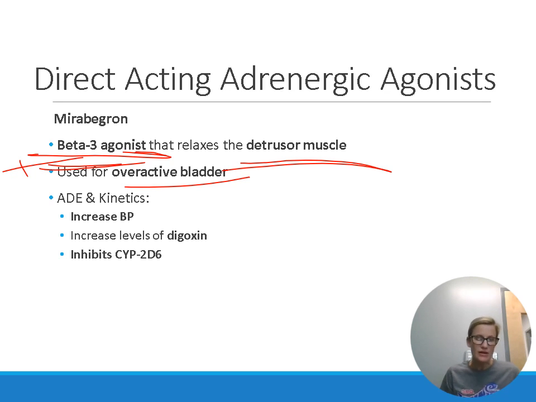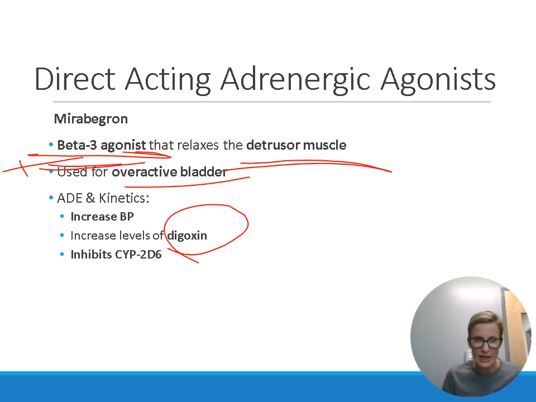Also, it does have a serious drug interaction. Mirabegron can increase levels of a drug called digoxin. Digoxin is a cardiac drug. We use it for arrhythmias or heart failure. But digoxin is a narrow therapeutic index drug. So remember, that means its toxic level is very close to its therapeutic level. So there's not very much wiggle room with digoxin. So if a patient's on digoxin and you give them mirabegron, that could potentially be very dangerous.